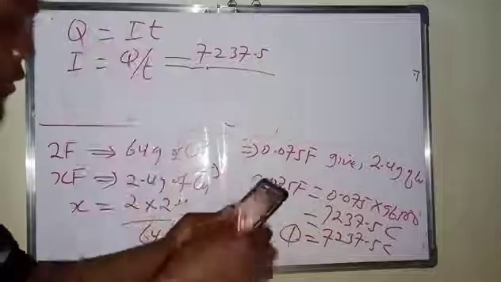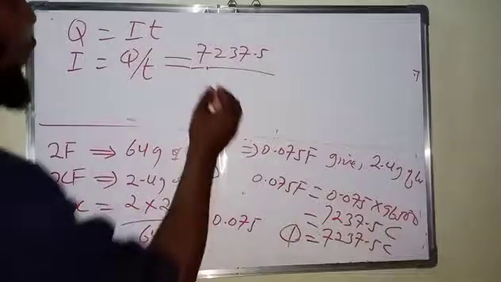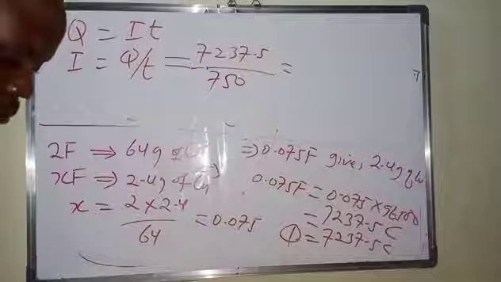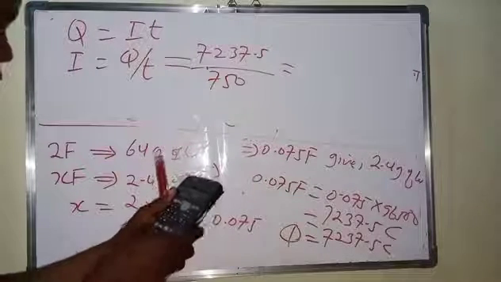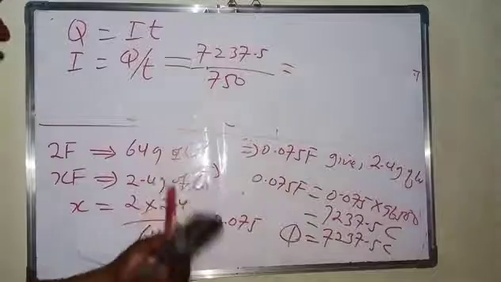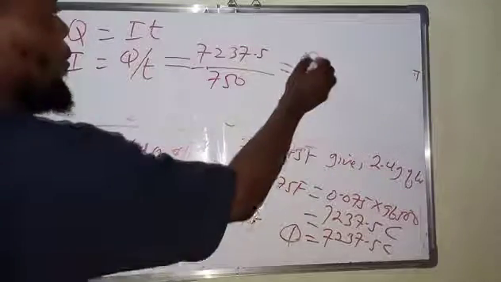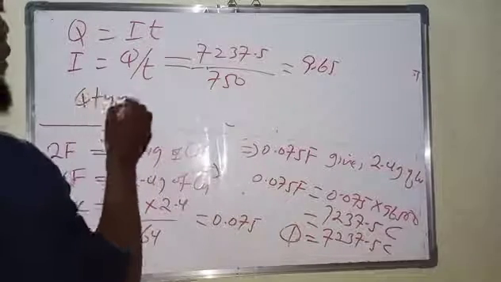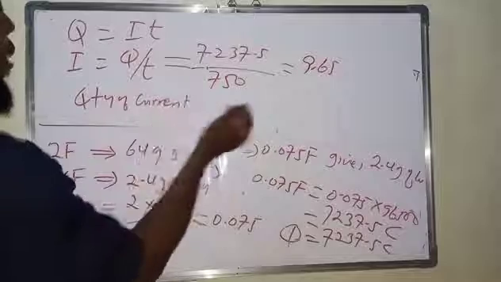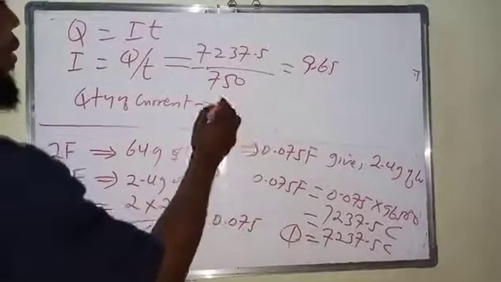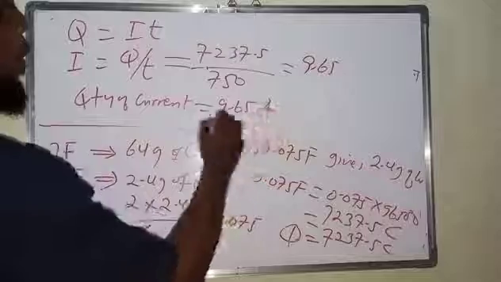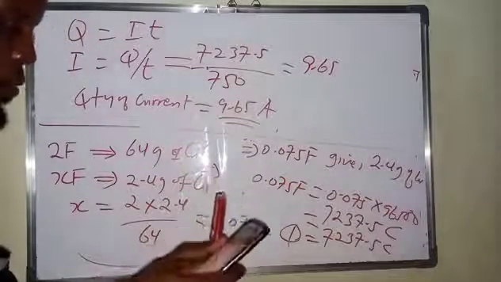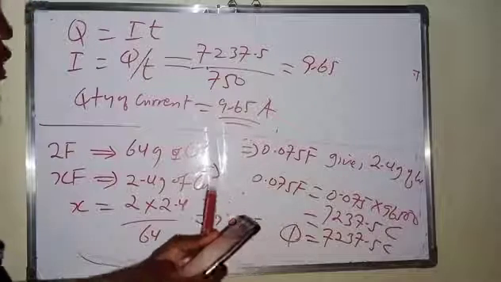Sorry, I forgot it. 750 seconds. So this should go out by 750. That will give 9.65 ampere. So the quantity of current required is 9.65 ampere. And let's see if we have that in the options. And that is option A.